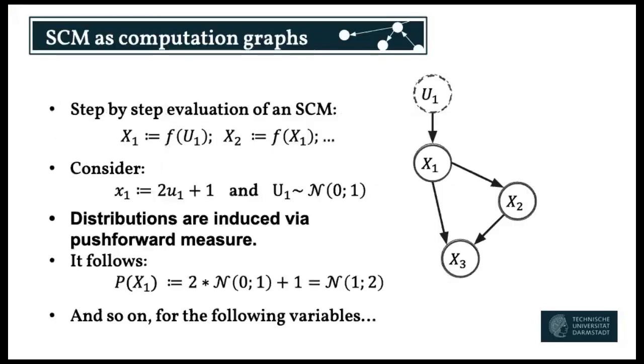And that's just another example of how the graphical representation and the SCM definition correspond to each other and how they react to interventions. So we have this example here. Again, a simple graph, 3 variables in this case, 1 exogenous variable, and basically this causal structure right here. And we have a push forward measure here, which leads to a distribution induced over all these variables.